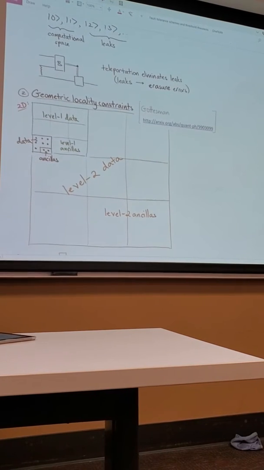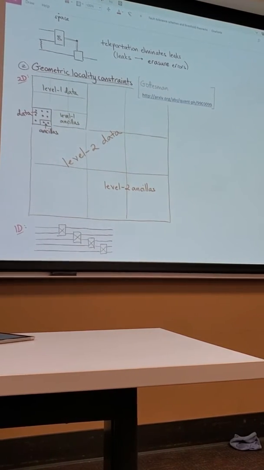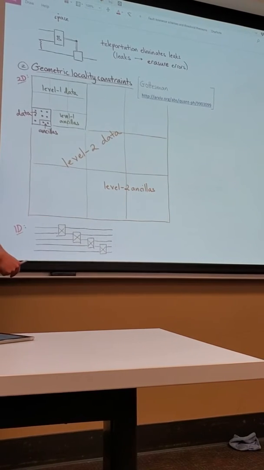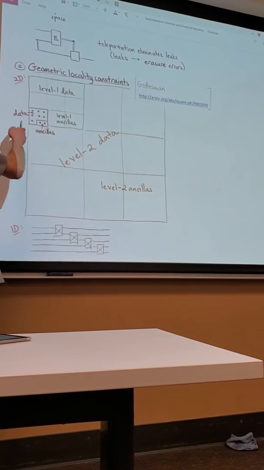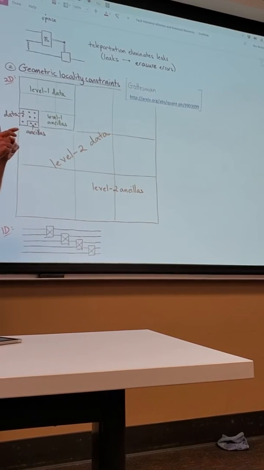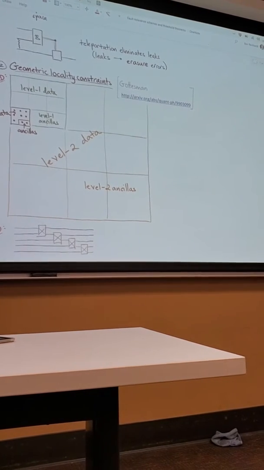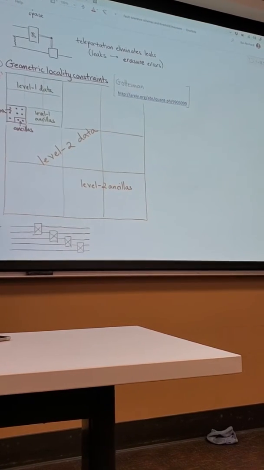Other theorems. It's known that we can prove threshold theorems under locality constraints. For example, if your qubits are arranged in a 2-dimensional lattice and they're only allowed to talk directly to their neighbors, we can still prove a threshold.